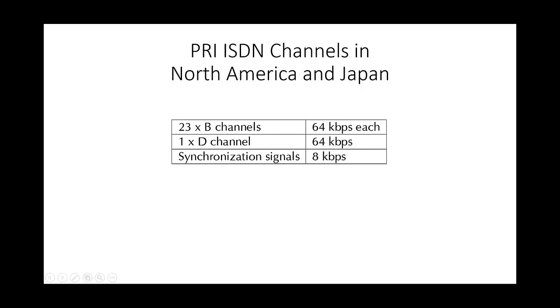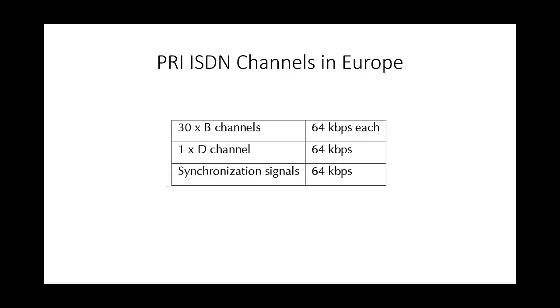Primary rate ISDN is designed to provide voice and data services to businesses and other organisations. There are two variants, one used mainly in North America and Japan, and the other used in Europe and elsewhere. So what you see on the screen at the moment is North America and Japan. If you note the speeds in the B channels, D channels, there's also synchronization signals. And then we've got the PRI ISDN channels in Europe. Note the cabling and connection methods are similar to those used for leased line connections.